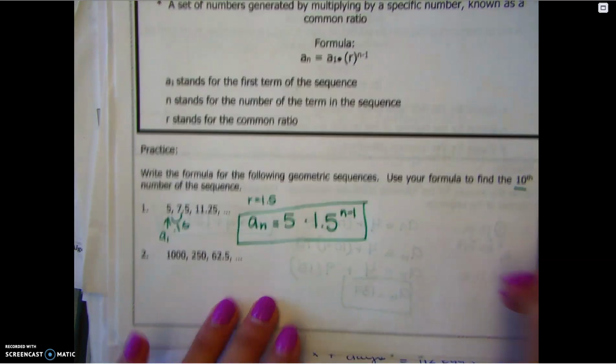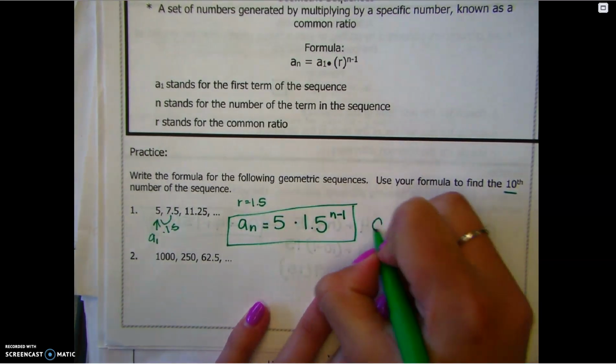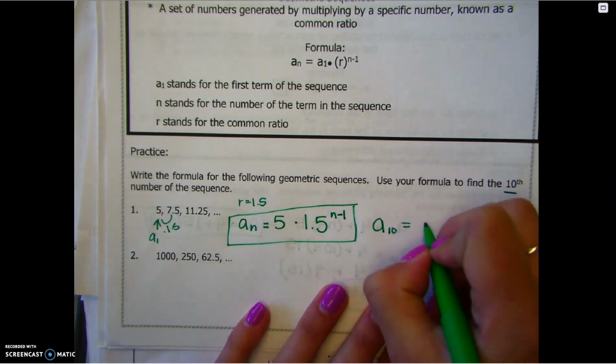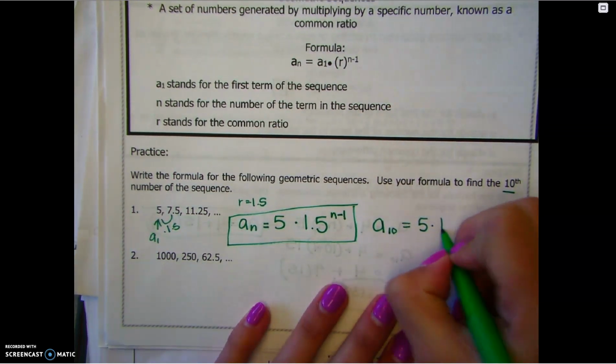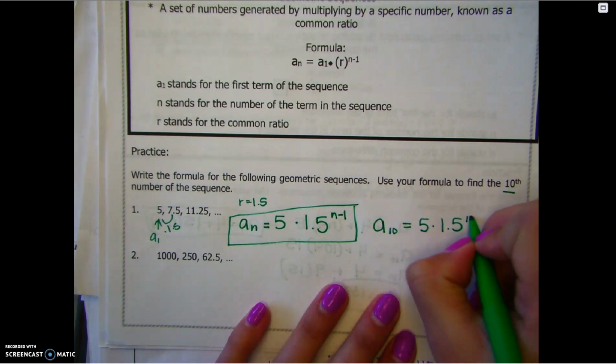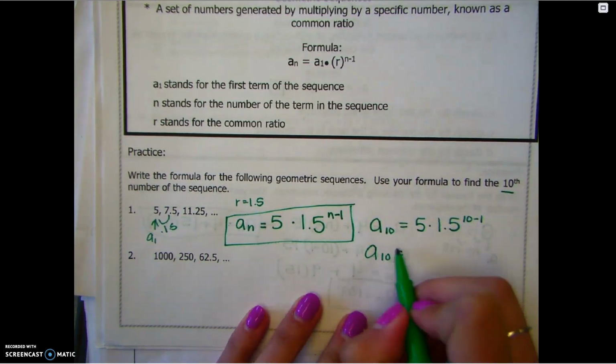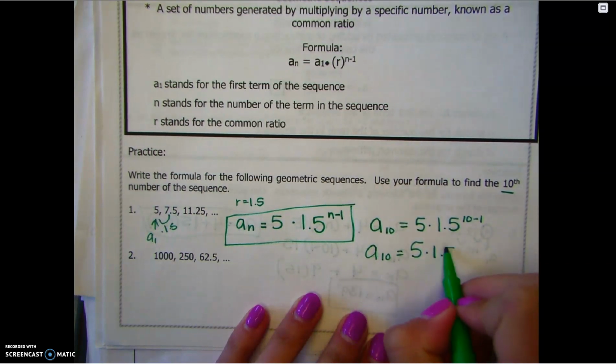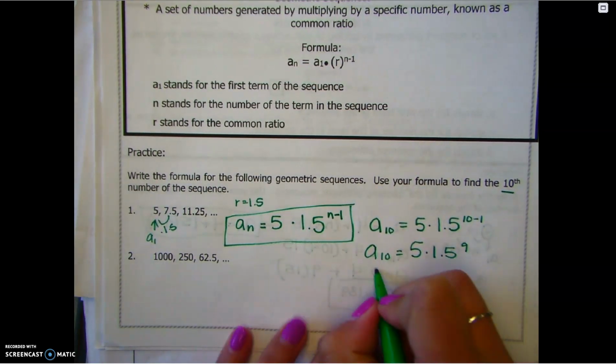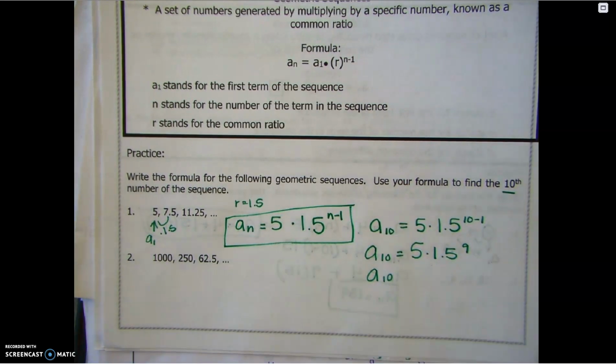Now I want to find the 10th term, just like I did before. So if I want to do that, I got to plug in 10 for n. So I would just plug in 10 wherever I saw n. So when I simplify this, I have to do exponents first. So I'm going to simplify 10 minus 1, which is 9. And then I'm going to do 1.5 to the 9th power. And then I'm going to multiply that by 5.